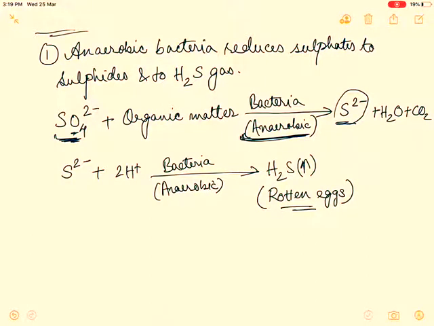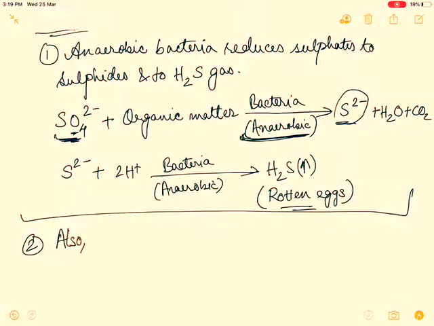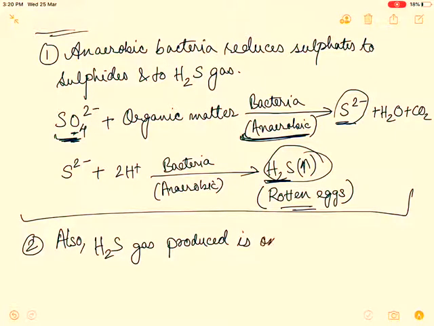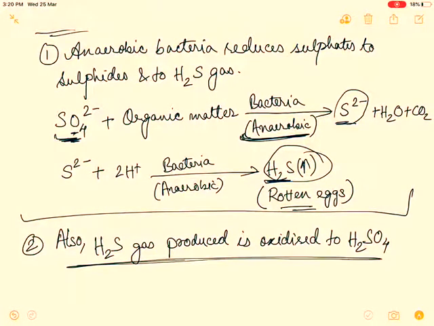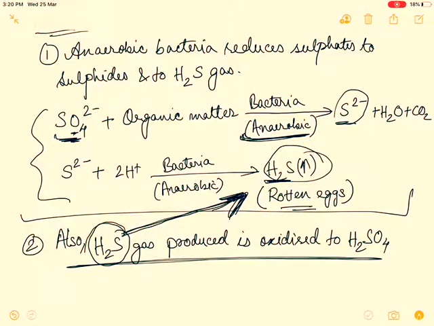All right, also, this H2S gas that is produced is oxidized to sulfuric acid. There are certain bacteria in the wastewater which can oxidize the H2S gas that is formed in these steps. Okay, there are some sulfate forming bacteria which can oxidize the H2S gas to sulfate. Okay, sulfate means it's something like that.